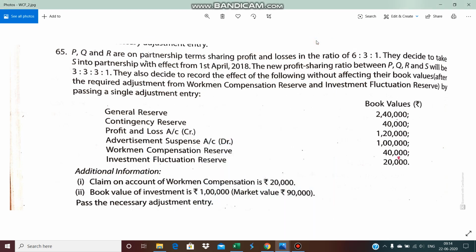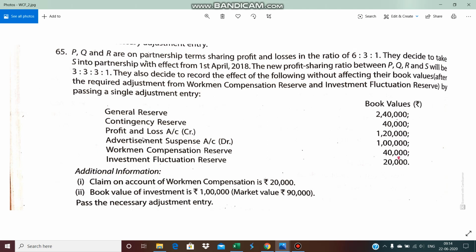Students, let's see another sum. In these sums, you have to pass a single journal entry, so rectify all of this. P, Q, R are the old partners. The old ratio is 6:3:1, and S is admitted, and the new profit sharing ratio is 3:3:1. They also decided to record the effect without affecting the book value. Required: adjustment for workman compensation reserve and investment fluctuation reserve by passing a single journal entry.